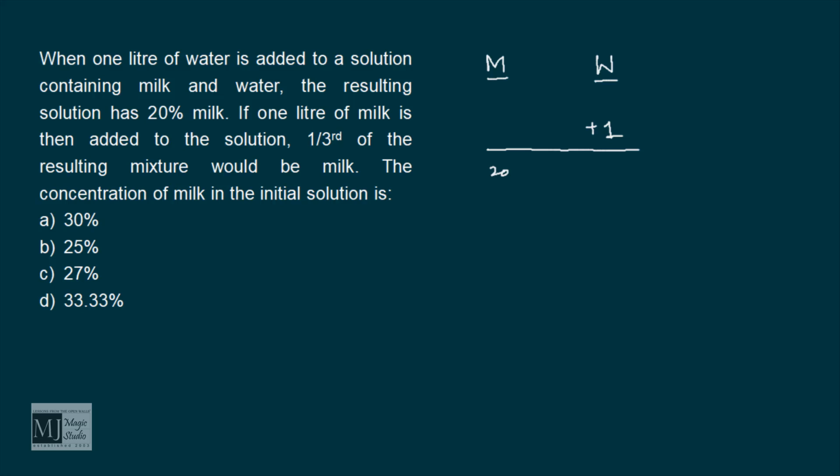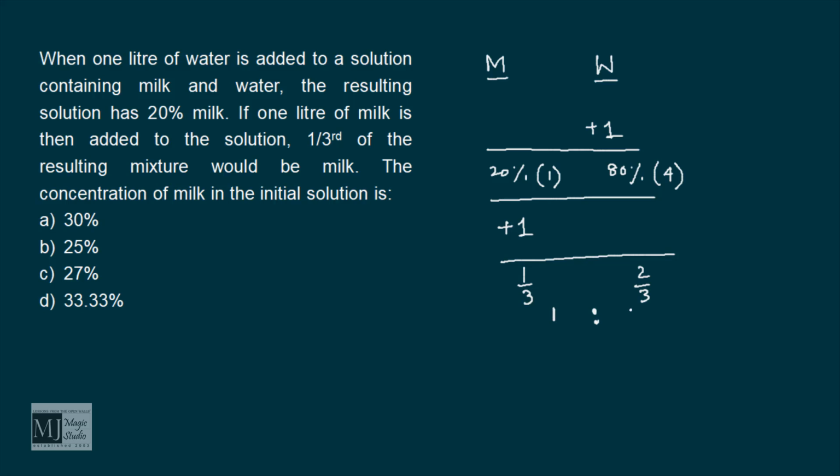Now, what do you mean by 20% milk? That means 80% would be water. This ratio would be like 1:4, or I can say if there is 5 liter capacity, 1 liter should be milk and 4 liters should be water. Okay. If 1 liter of milk is then added to the solution, now this time we are adding 1 liter of milk. 1/3 of the resulting mixture would be milk. Okay, now what do we have? Milk would be 1/3 and water would be 2/3. That means now the ratio will become 1:2.